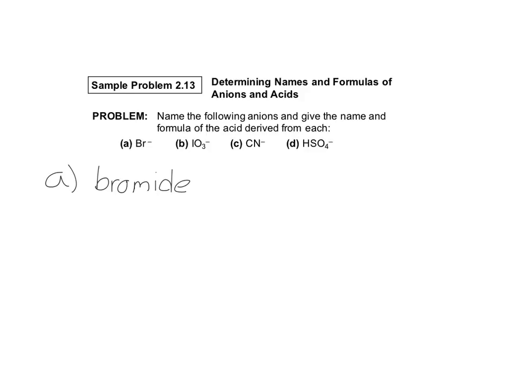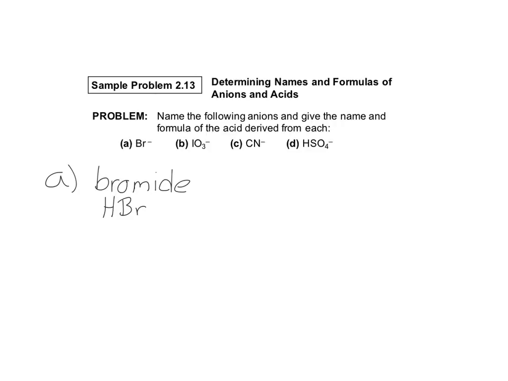Now, anytime we form an acid, all we're doing is adding a hydrogen, which is a cation, to that negative anion. So let me write the formula for what we're going to have here. We're going to have HBr for our acid. Bromide has a -1, and that H, when we form the acid, has a +1 charge. So we're going to have HBr.